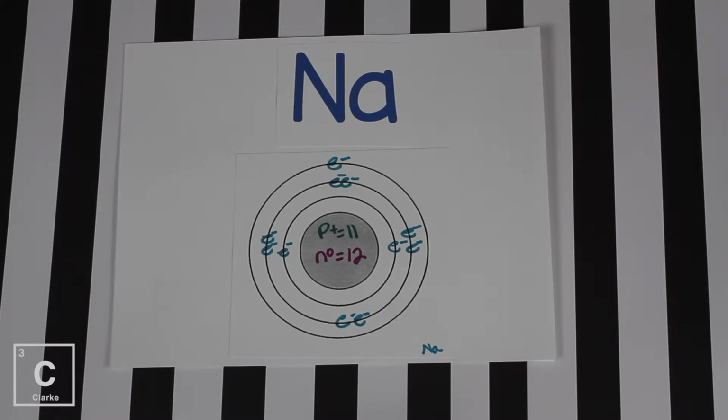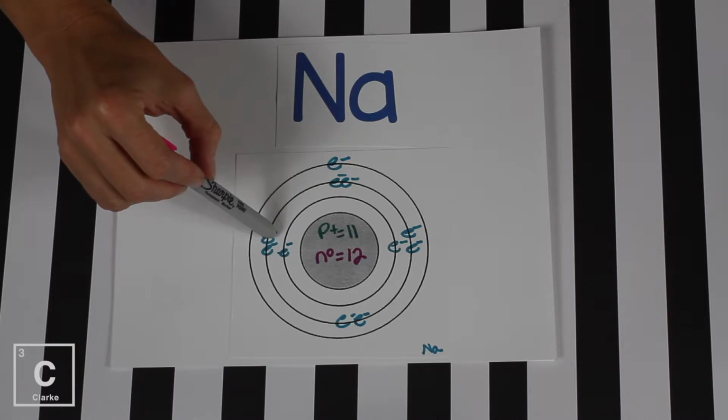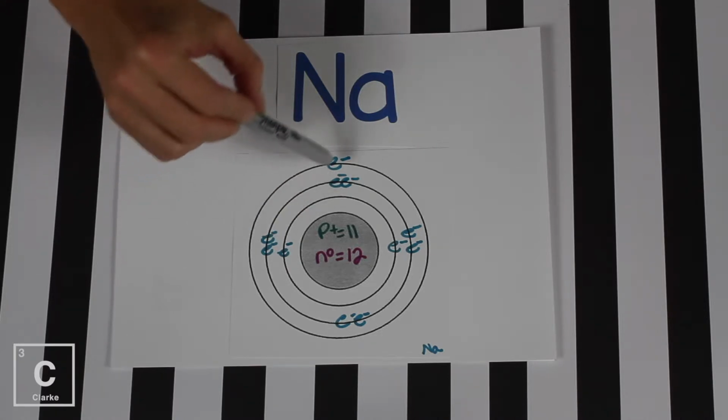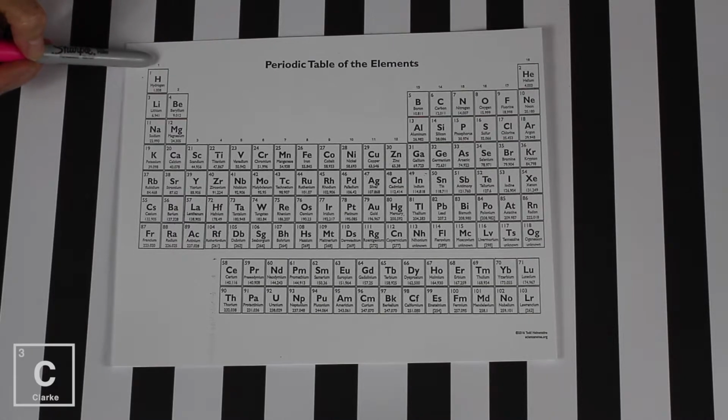Let's notice that sodium uses 3 energy levels. 2 on the first, 8 on the second, that makes 10. But sodium has 11 electrons, so it has 1 valence electron. Sodium is in group number 1. That's a representative group. Also, look, sodium, group 1.